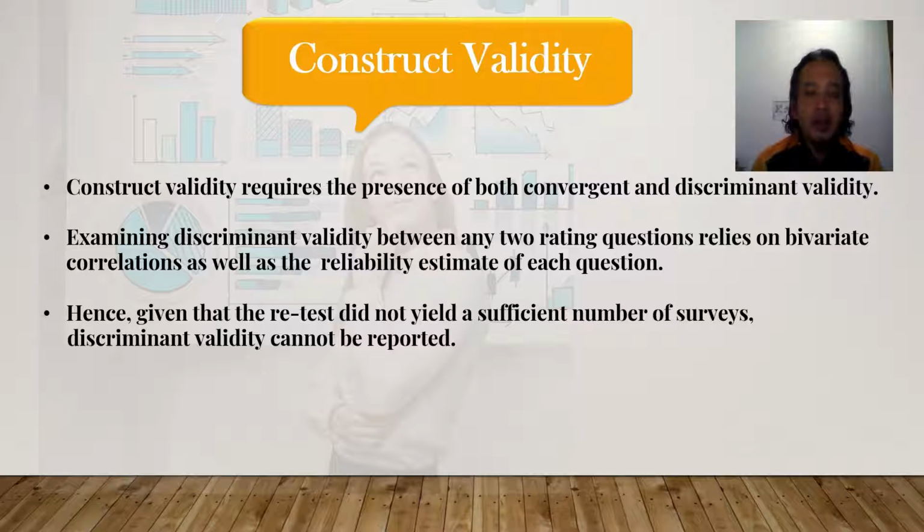From this slide, we talk about construct validity. Construct validity requires the presence of both convergent and discriminant validity. Examining discriminant validity between any two rating questions relies on bivariate correlation as well as the reliability estimate of each question. Meaning that, given that the retest did not yield a sufficient number of surveys, discriminant validity cannot be reported. Okay, we go to the next slide.